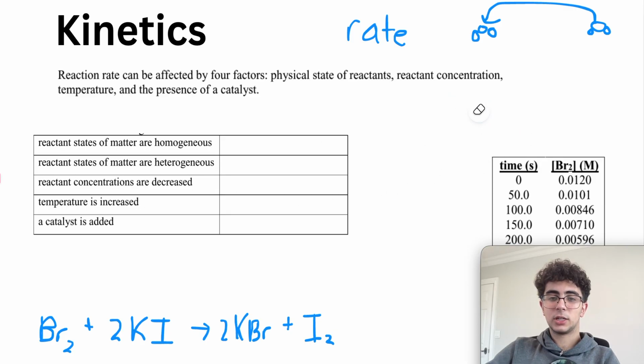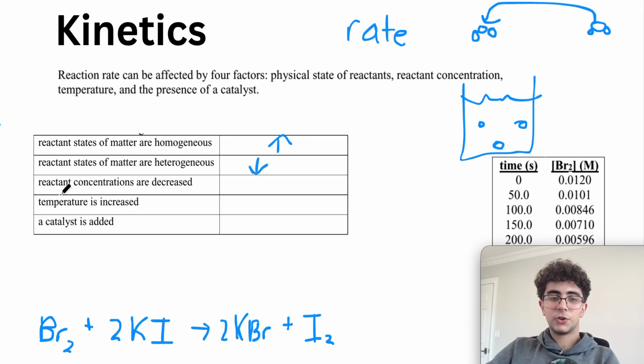Now let's consider these cases on the left and what will happen to the rate. If the states of matter of the reactants are all the same, homogeneous, then the rate is going to be faster. Imagine you have everything in the same aqueous environment. It's going to be a lot easier for those molecules to react and for the reaction to happen. And so vice versa, if the reactant states of matter are different, or heterogeneous, the rate is a bit slower.